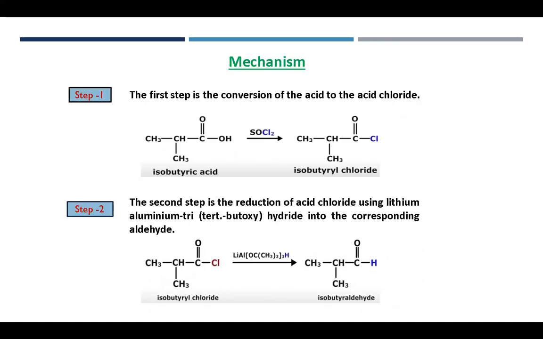If you look at the mechanism, acid reduction to an aldehyde is a two-step process. The first step is the conversion of the acid to the acid chloride. And the second step is the reduction of the acid chloride using lithium aluminium tert-butoxy hydride into the corresponding aldehyde.